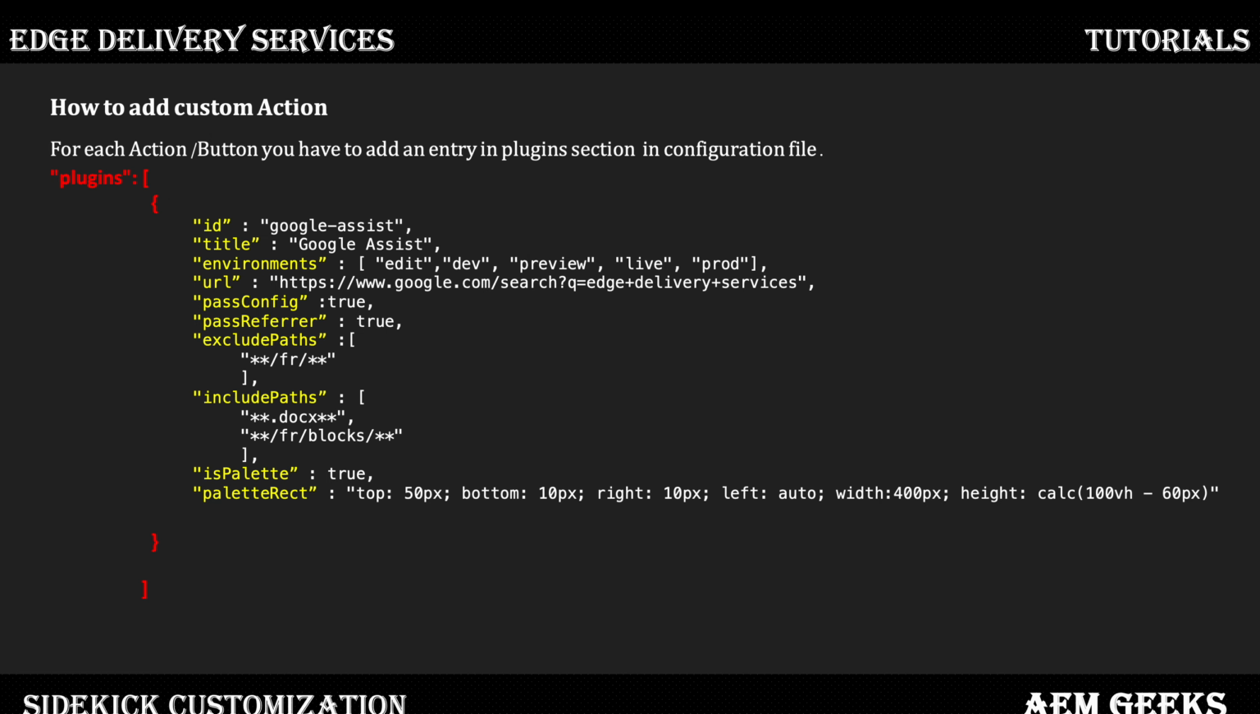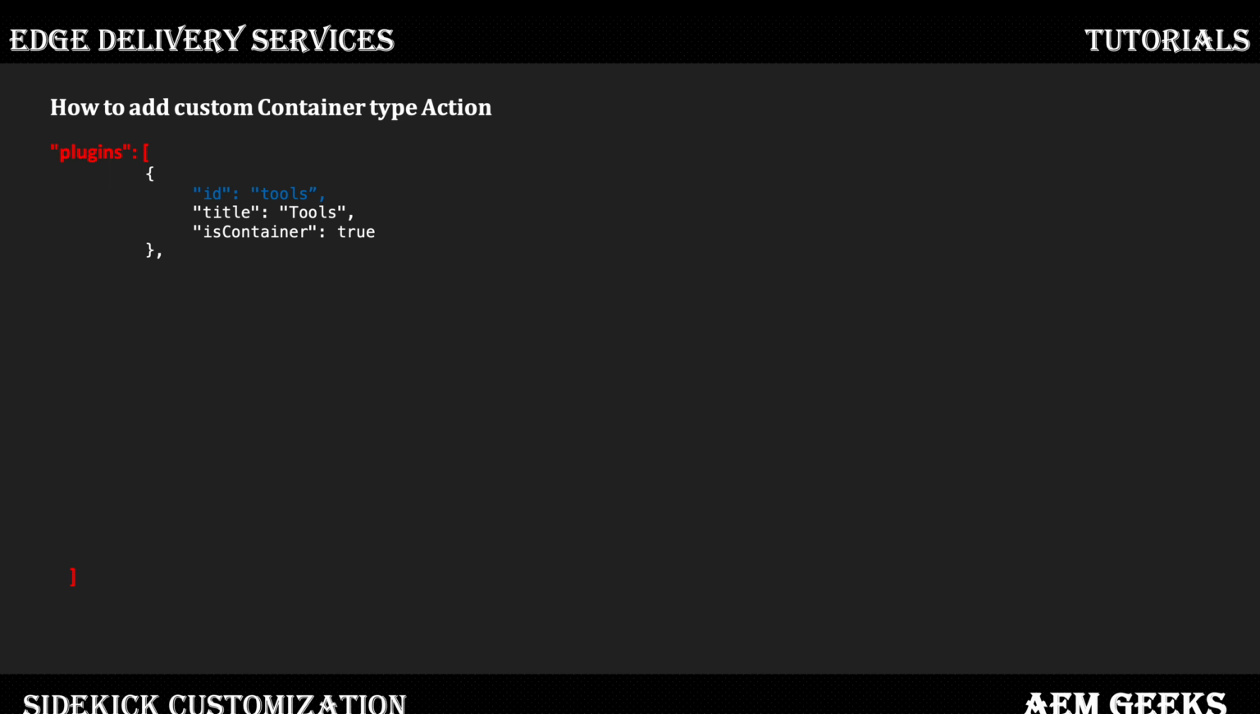Now, if I want to add an action container, how do I do that? Again, the same thing: you have to add a section or entry inside plugins. That's it. Nothing specific, nothing different. So let's say I want to add an action container. I add a section, say an ID, whatever ID you want, and the title. This title would be the label on that particular button.